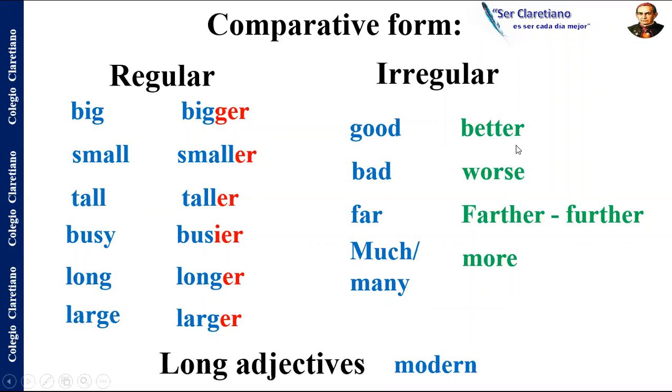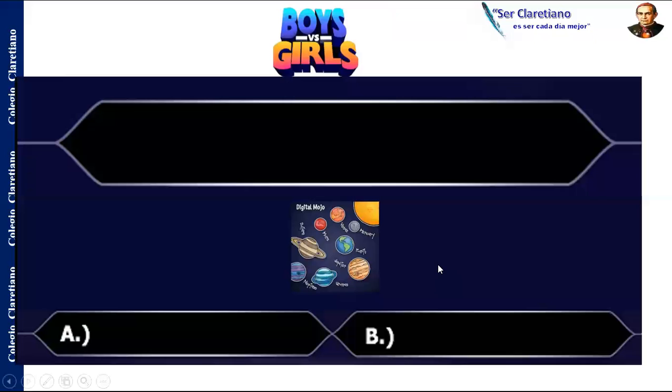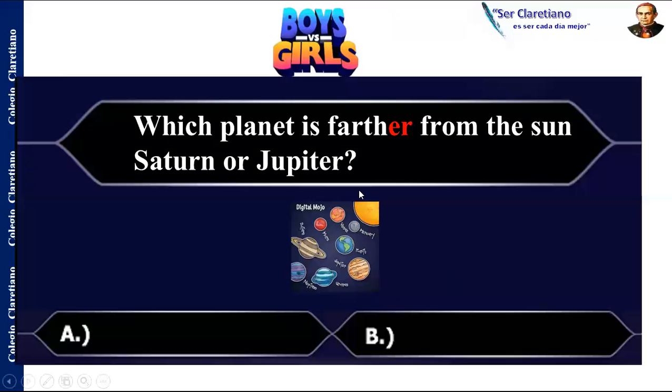Also, we have the irregular words. Be careful with this. The comparative of good, better. Of bad, worse. Of far, farther, further. And when the adjective is long, we use the word more. Remember, okay? Now, also we practice these questions, no?